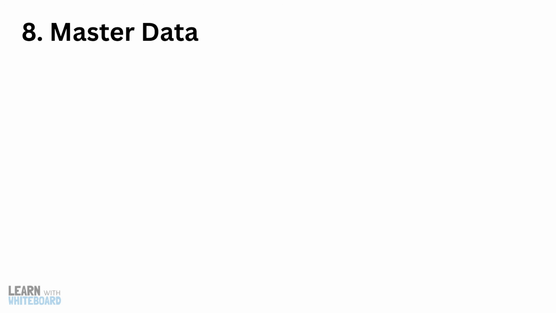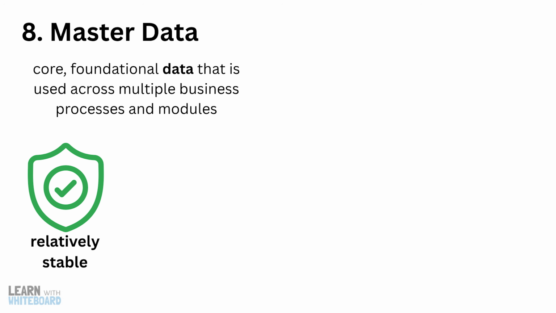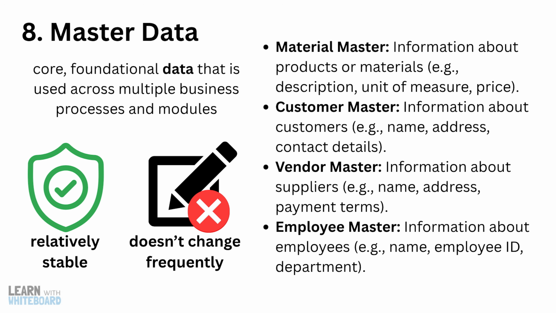8. Master data. Now, master data in SAP refers to the core, foundational data that is used across multiple business processes and modules. This data is typically relatively stable and doesn't change frequently. Examples of master data include the following. Further, master data provides a consistent and reliable foundation for all transactions within SAP, and maintaining accurate master data is crucial for data integrity and for efficient business operations.